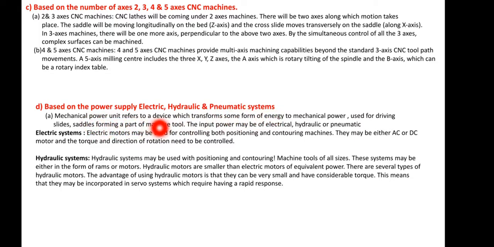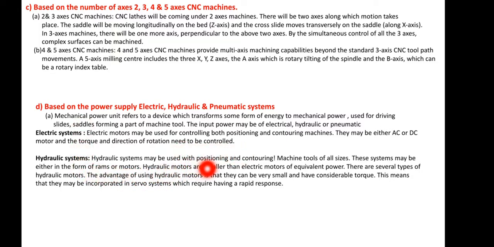Mechanical power unit refers to a device which transforms some form of energy to mechanical power, and it is used for driving slides, saddles, forming a part of the machine tool. The input power may be electrical, hydraulic or pneumatic. Electric systems: electric motors may be used for controlling both positioning and contouring machines. You know that there may be AC or DC motor, and the torque and the direction of rotation need to be controlled.